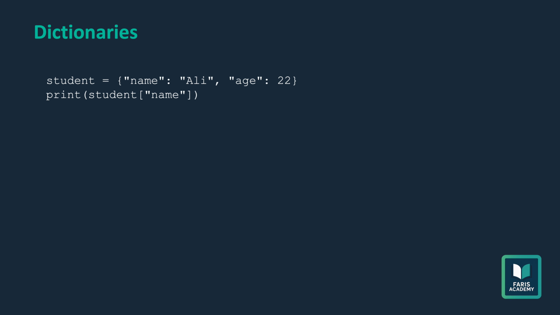Dictionaries store data in key-value pairs. They allow fast lookups using unique keys. For example, a student's name and age can be stored and accessed quickly.